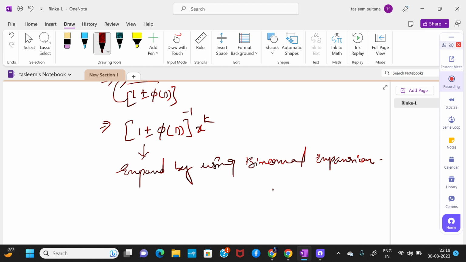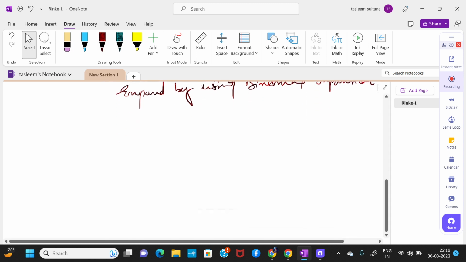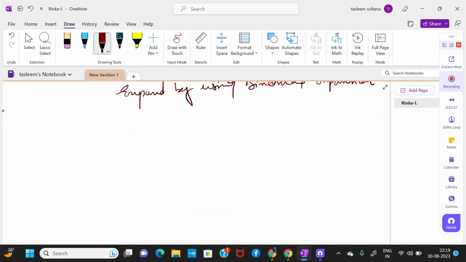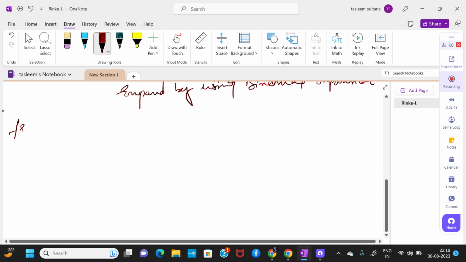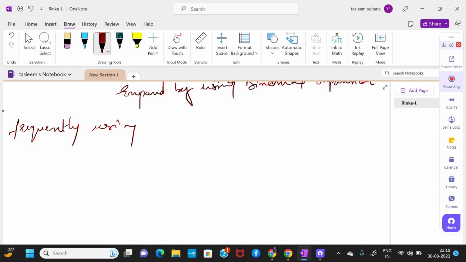Some of the expansion forms which we are going to use frequently for this type of problems under your rule 3, I will give you. Make a note of this one. Frequently used expansions.